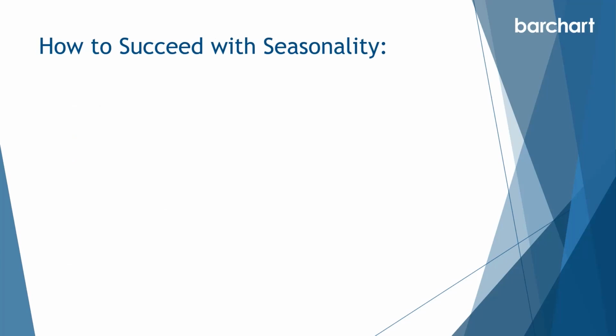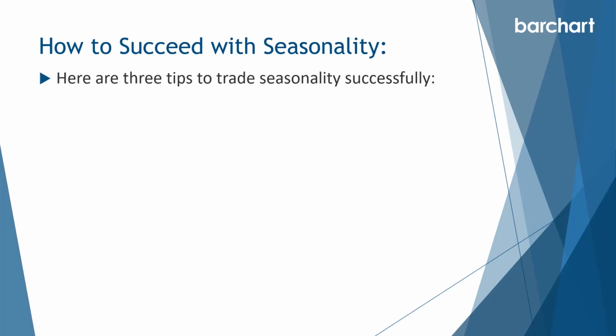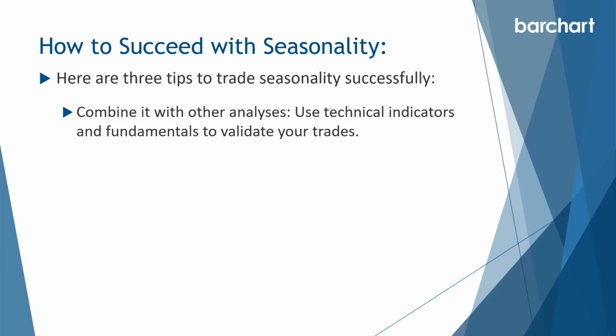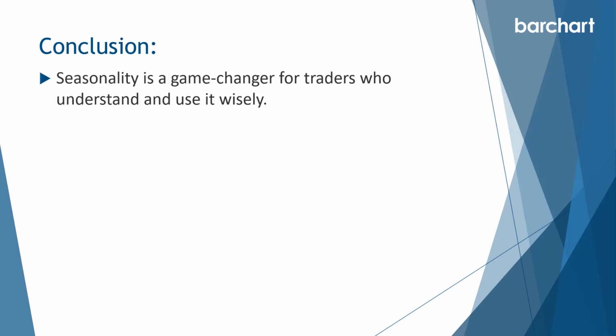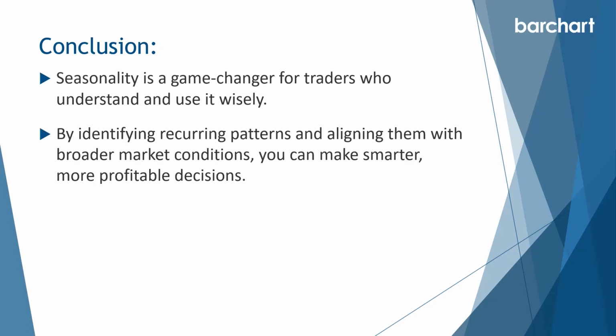So how to succeed with seasonality. Here are 3 tips to trade seasonality successfully. Combine it with other analyses. Use technical indicators and fundamentals to validate your trades. Set stop losses. Protect against unexpected moves by using your stop losses. Focus on high confidence patterns. Prioritize trends with a strong historical track record and clear drivers. In conclusion, seasonality can be a game changer for traders who understand and use it wisely. By identifying recurring patterns and aligning them with broader market conditions, you can make smarter, more profitable decisions.